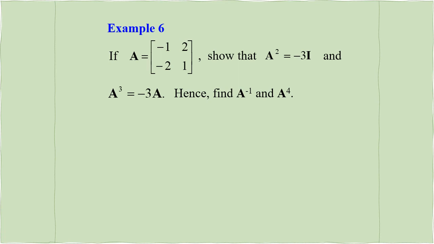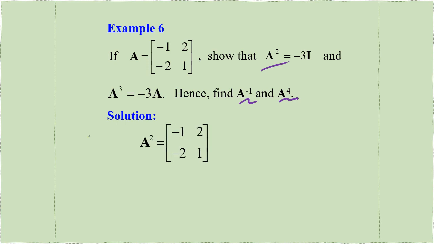Okay, example 6. If A equal to negative 1, 2, negative 2, 1, show that A squared equal to negative 3I and A cubed equal to negative 3A. Hence, find A inverse and A to the power of 4. So let's try to show the first statement first.